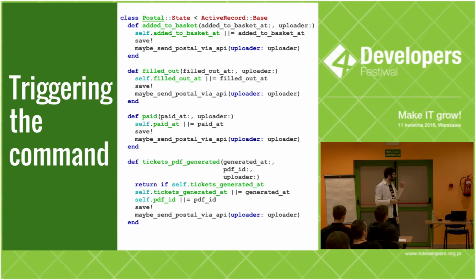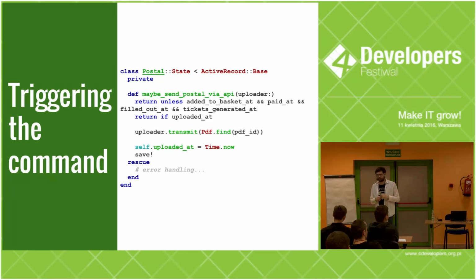Let's see it. What this method is trying to do is checking whether all the conditions required to invoke a command already occurred. It's checking added to basket, paid at, filled out, and generated, and whether it wasn't already processed. And if all those things already occurred, so we are at the fourth event in our story, then we are using the uploader adapter to send the PDF to some service that is capable of sending the postal tickets to our customer.